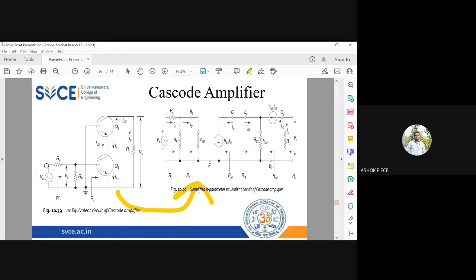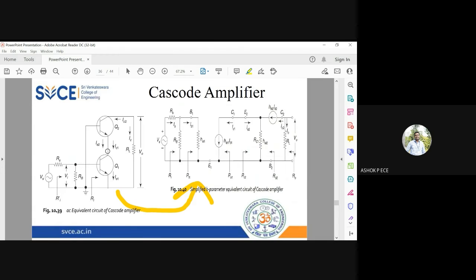You see here VS, RS, RB will come, then hie1 because it is connected to Q1. So the input impedance hie1 will come, then hfe1 IB1. It is connected to the second transistor, hie2, hfe2 IB2, connected to RL, and across RL I'm going to take the output.